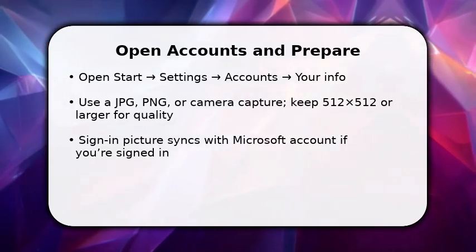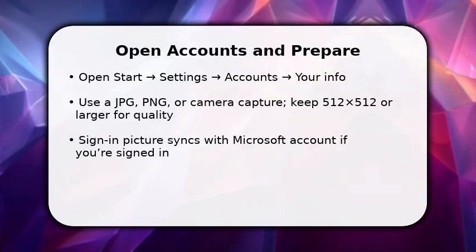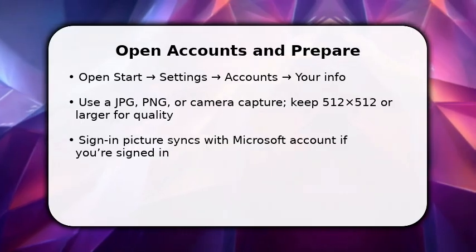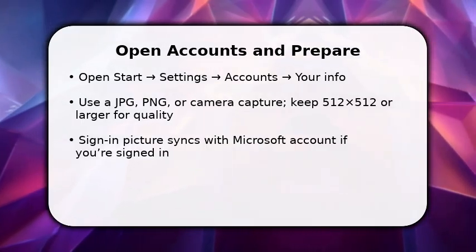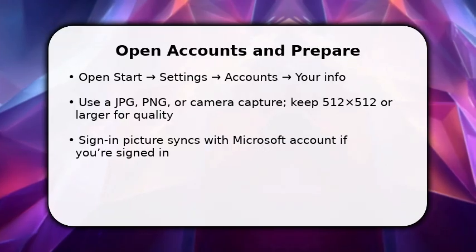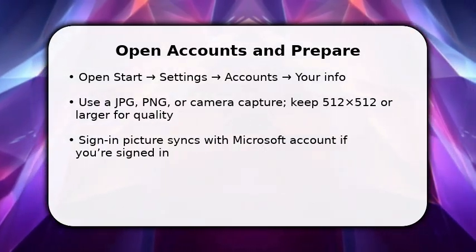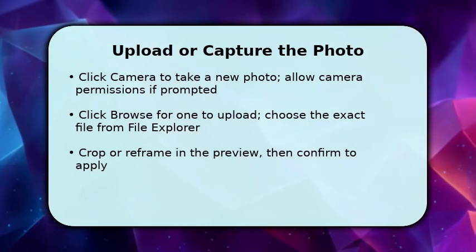If you plan to use your camera, position it and check lighting first. If using a file, have a high-quality JPG or PNG ready. Once ready, click the camera icon to take a photo or browse for one to upload, and proceed to the next screen. Now you'll choose how to set the image.